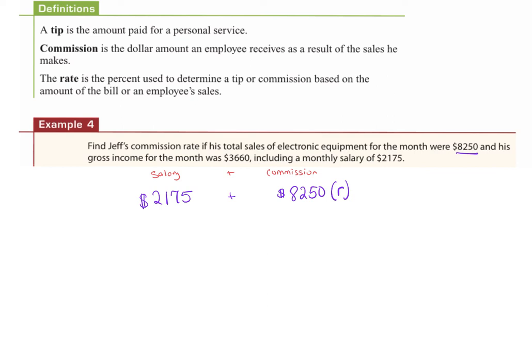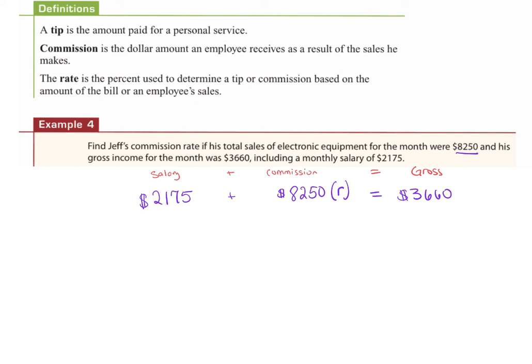Now to figure out his total, we add his salary and his commission, and that will give us his gross. So what was his gross? Well, they told us. It was $3,660. Does everybody see how I set that up? You have a flat amount that you get paid all the time. Then you get a commission, which is a percentage of what you sold. If you add those two together, you get your gross.